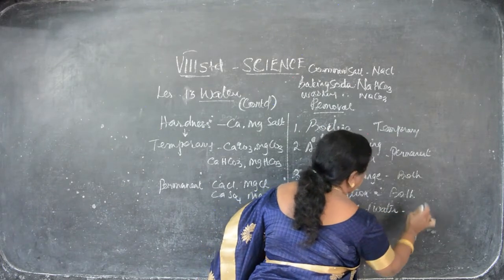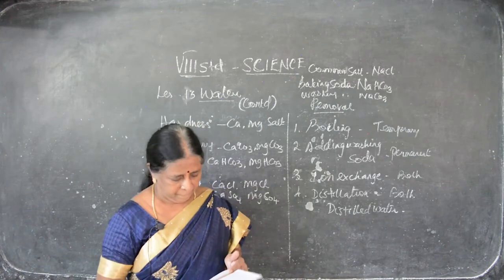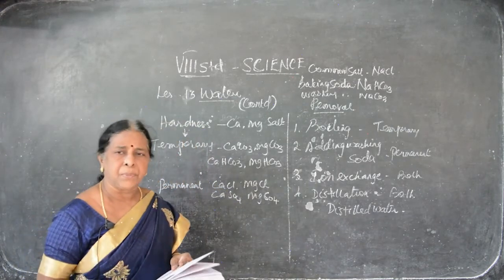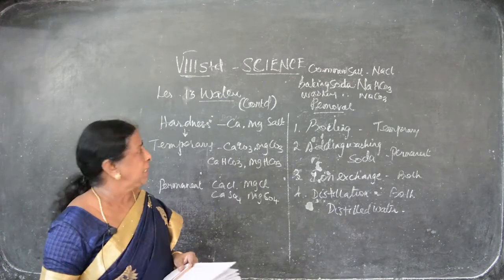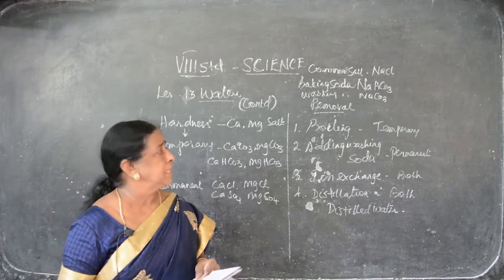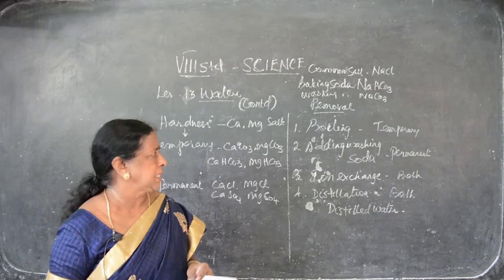Which water is the purest form of water? Distilled water is the purest form of water. Clear? Now we have seen what the causes are. There are two kinds of hardness, temporary and permanent. Then what are the salts present in that and how to remove them? That is boiling, adding washing soda, ion exchange and distillation.